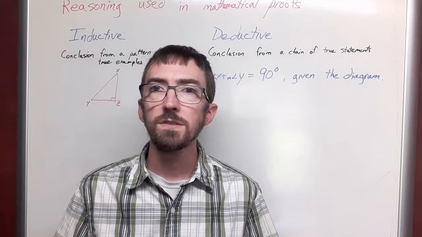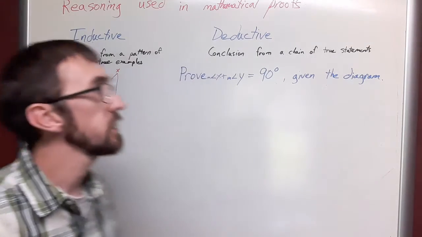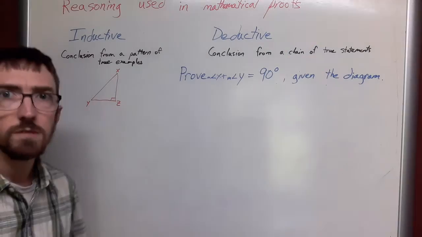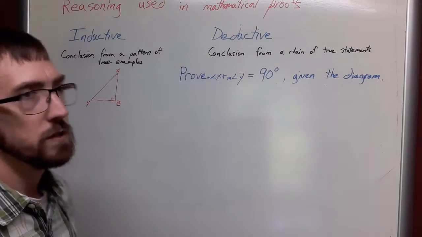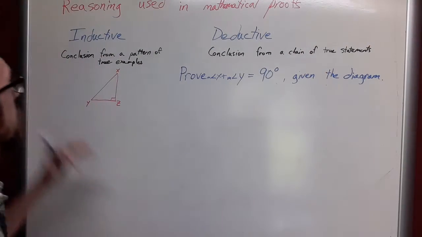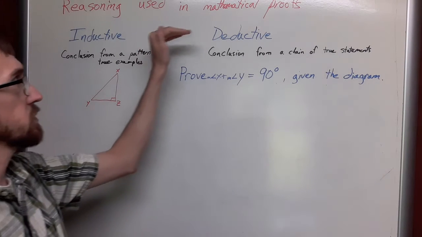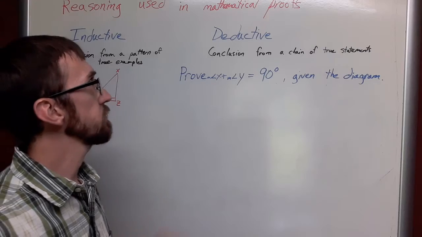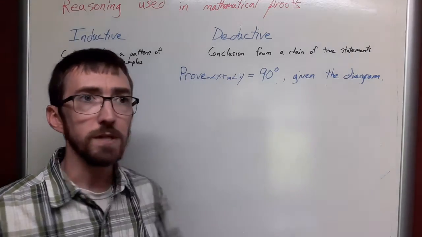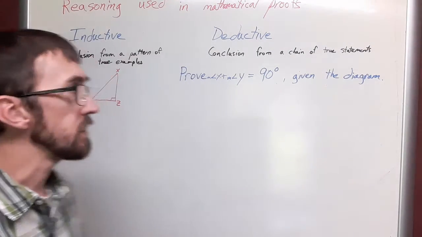Welcome back, math friends. This is part 2 in a series discussing the reasoning used in mathematical proofs. In the first video, we talked about inductive reasoning, which is conclusions drawn from a pattern of true examples. Today, we're going to talk about deductive reasoning, which is a conclusion drawn from a chain of true statements.